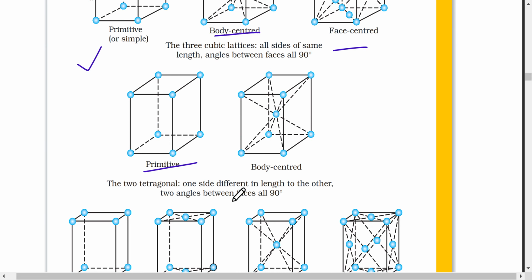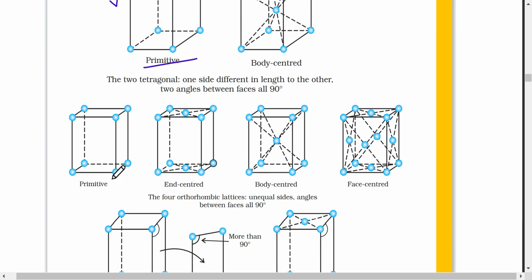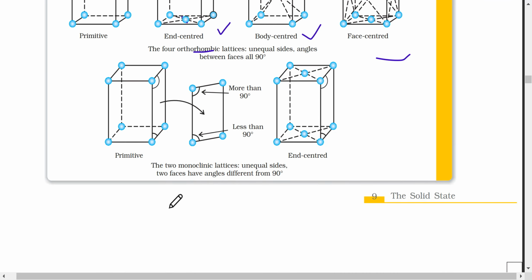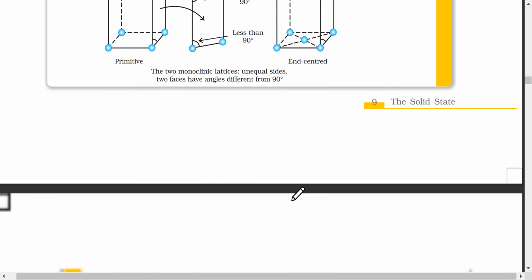Tetragonal, one side different in length to the other. It is given here. It's again not the cubical one. Okay, here again in the orthorhombic one it's just the same. It's a matter of imagination. End centered, these opposite faces, at the centers of two opposite faces, okay, that is end centered. You have body centered and you have face centered. Next up we have monoclinic lattices. Yes, unequal sides, two faces have angles different from 90 degrees. Okay, we can remember this from the table too.